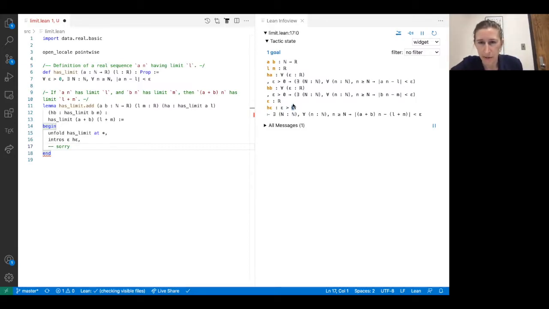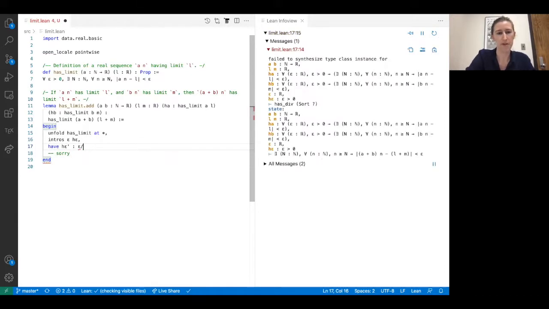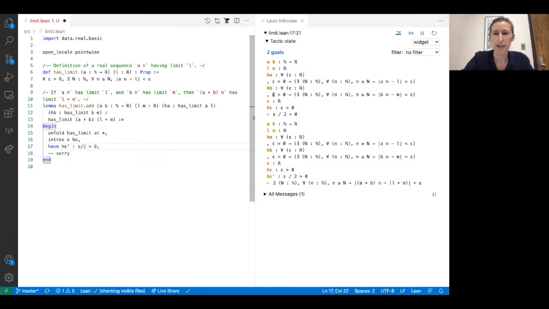Well, I guess the standard proof would be that I consider epsilon over 2 for each of the 2 sequences that are being summed. So I want to apply my hypotheses HA and HB in each case with epsilon over 2. I should probably first establish that epsilon over 2 is also positive. So this now sets me up with 2 goals.